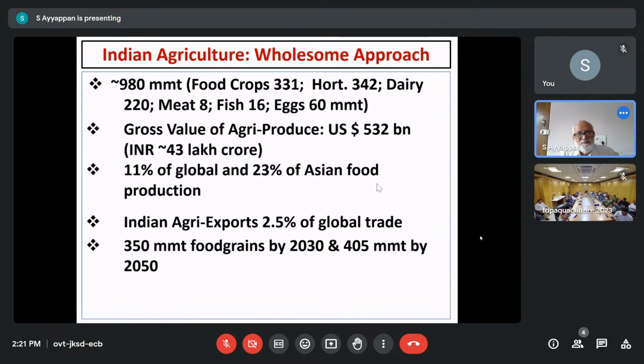Now, the point is, when we talk of food production, everybody talks of only food grains, 300 million tons of food and so on. But then our point is, we produce not only food crops, 300 plus, but horticulture, fruits and vegetables, milk, meat, fish, egg, and so on. So it's about more than 980 million tons of food. Otherwise, this country could not have survived. And that is something like 43 lakh crore rupees, and that is 11% of the global and 23% of the Asian food production from the Indian subcontinent.